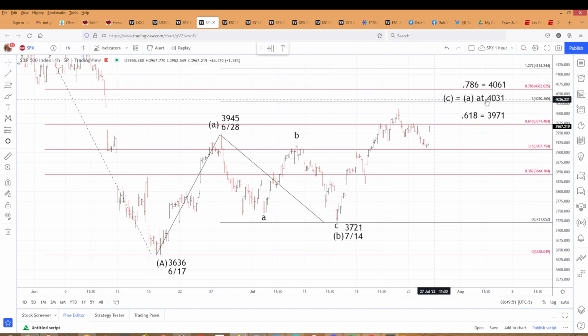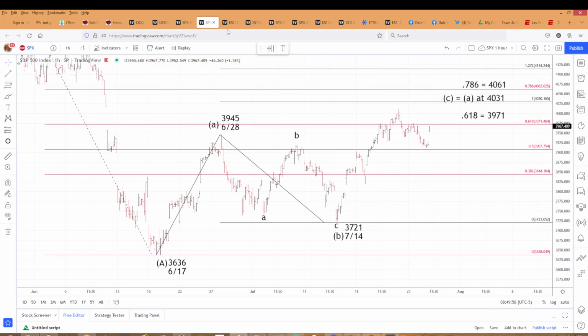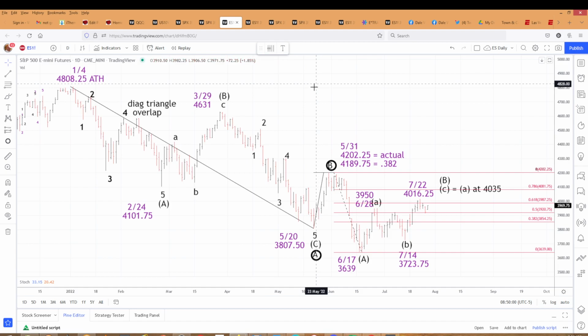We're going to look, again, that C is part of a larger wave B over here, and that should lead to wave C down on a larger scale. Look at the E-minis. Again, same chart, same scheme. The January 4th all-time high, A, B, C for the larger wave A. There's the B up. And again, we got an A down, a B up, which should lead to a C down. Within the larger wave B, we have a small A up, small B down, small C up. In the futures, that C equals wave A at 40.35.